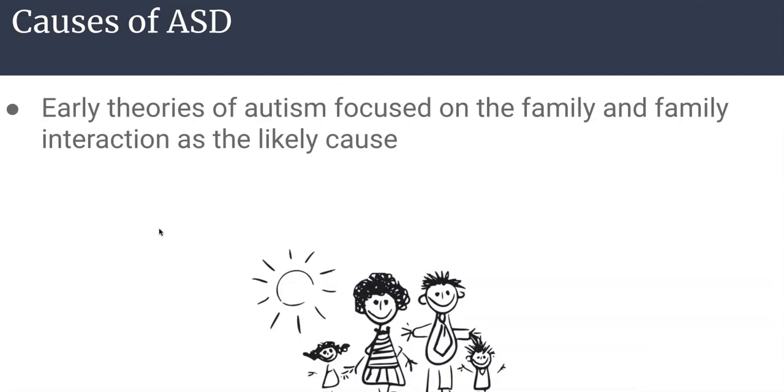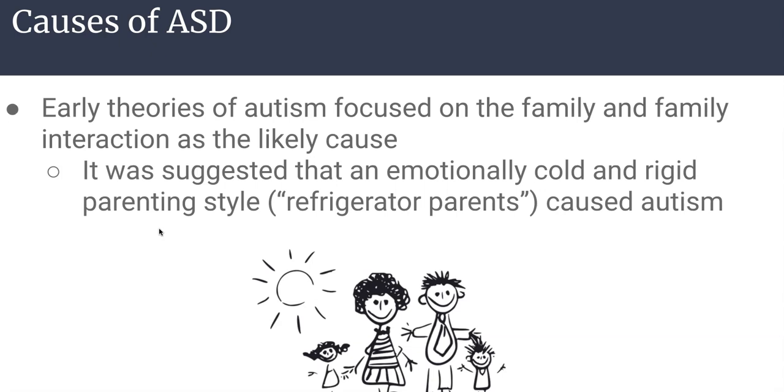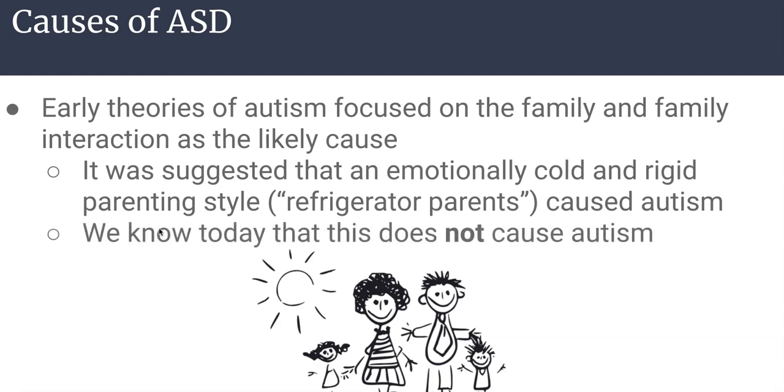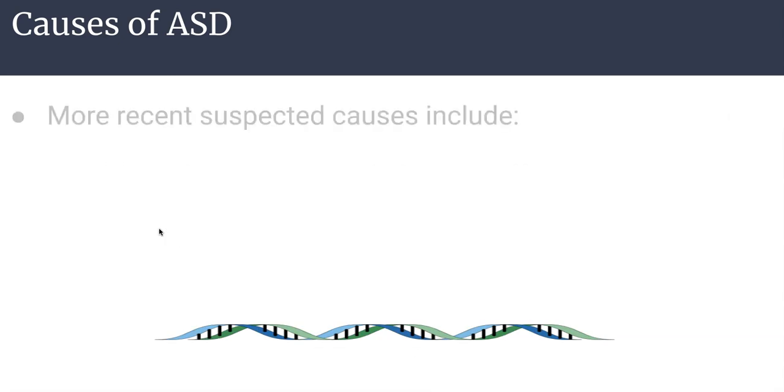Causes of ASD. Early theories of autism focused on the family and family interaction as the cause. It was suggested that an emotionally cold and rigid parenting style, refrigerator parents, caused autism. With the emergence of Freud in the late 1800s, early 1900s, we started to blame everything on the parents, really blaming everything on mom. Now we know a lot better. Autism has really nothing to do with parenting style, not a cause of autism.